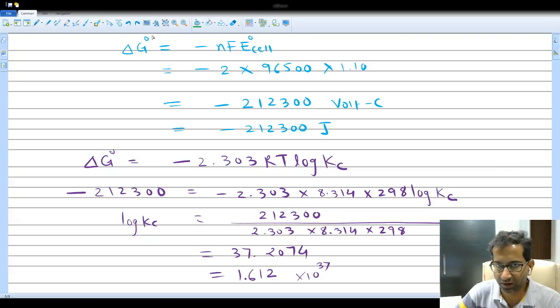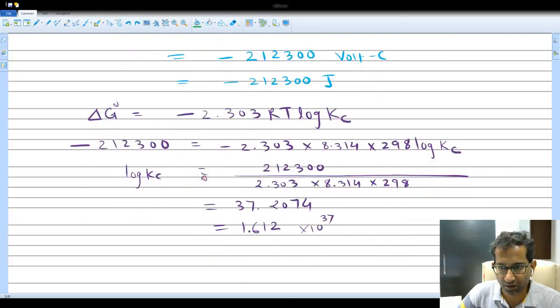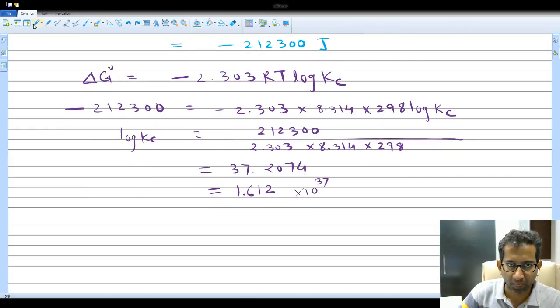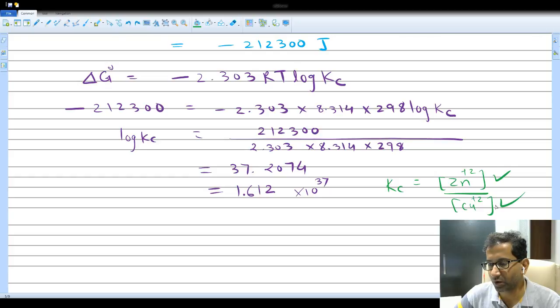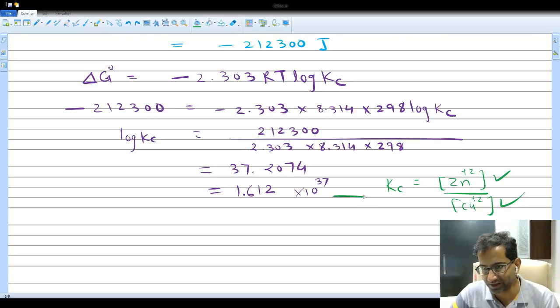I'll check Kc. Kc will be equal to Zn plus 2 concentration upon Cu plus 2 concentration. This is mole per liter, this is mole per liter, so the ratio will not have any unit. So this will be unitless.